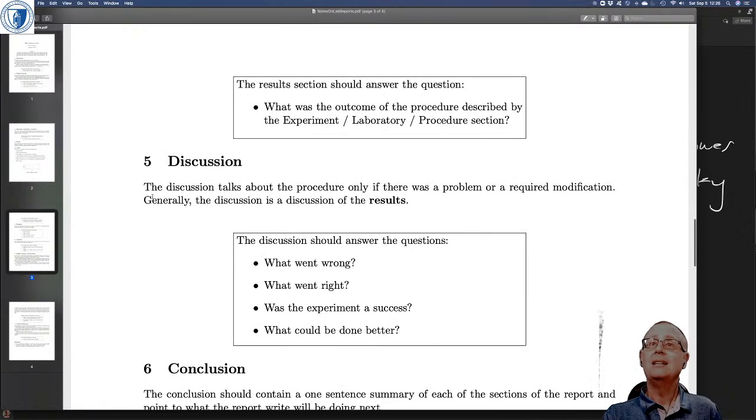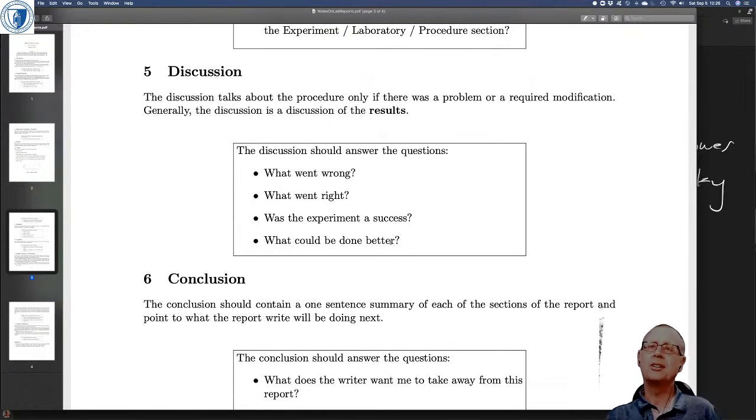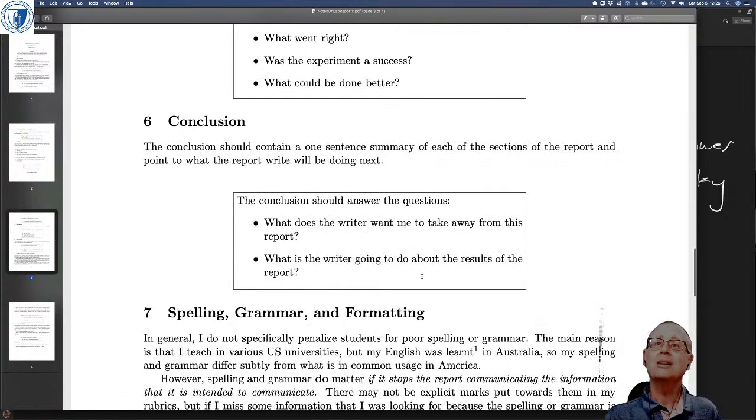And then there should be a discussion. What went right? What went wrong? Was the experiment a success? What could you do better? And then a conclusion.